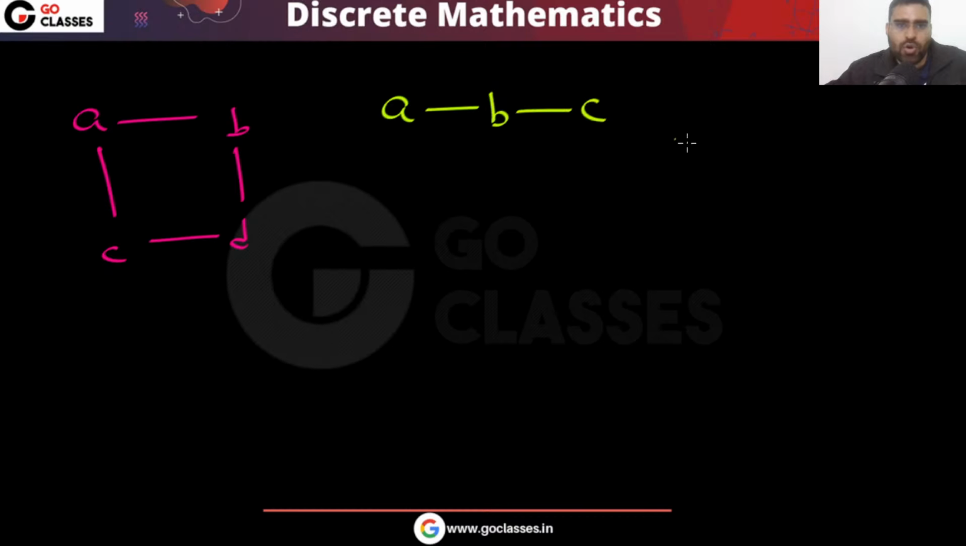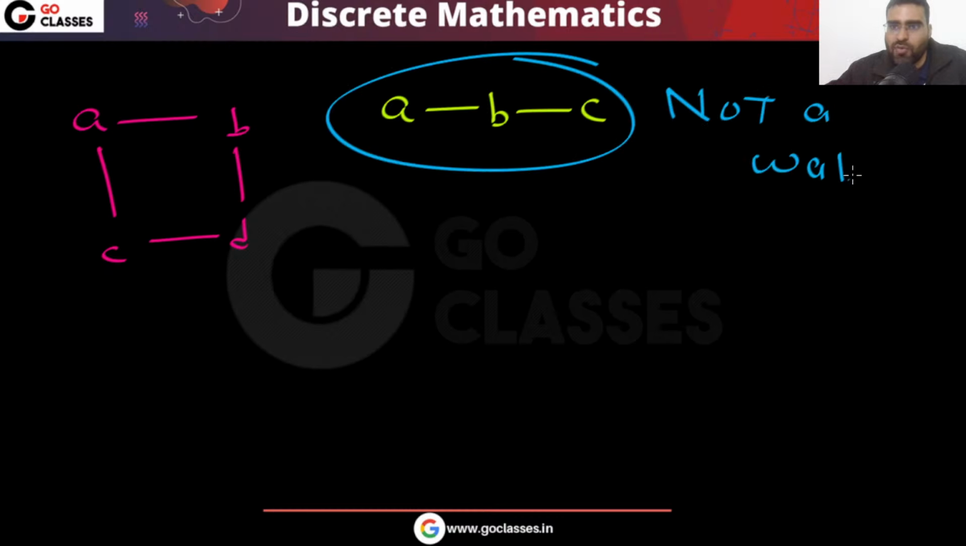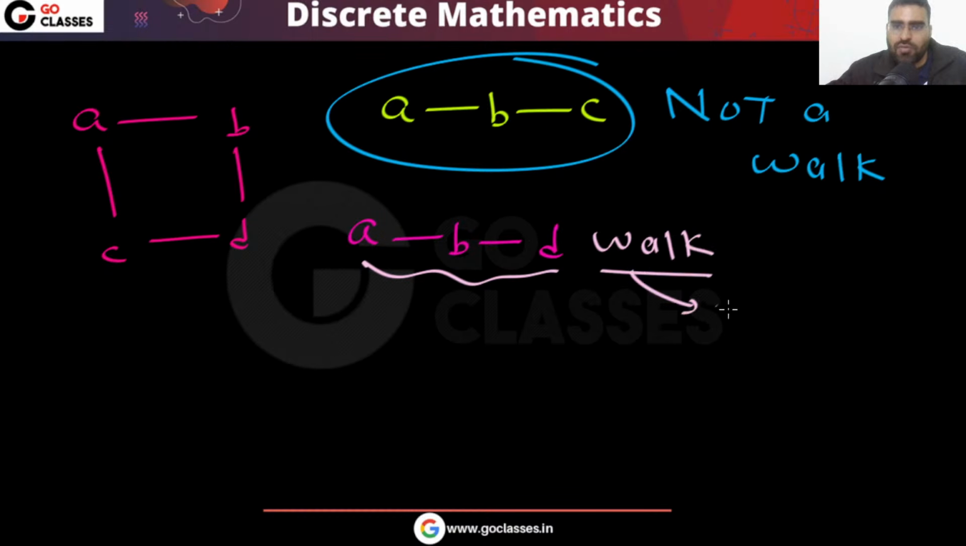For example, if you have A, B, C, D, something like this, tell me, is this a walk? From A to B, then from B to C. This is not a walk, because you are going here and then jumping out of nowhere. So A, B, C is not a walk. But A, B, D is a walk. What is the length of this walk? The length is 2.